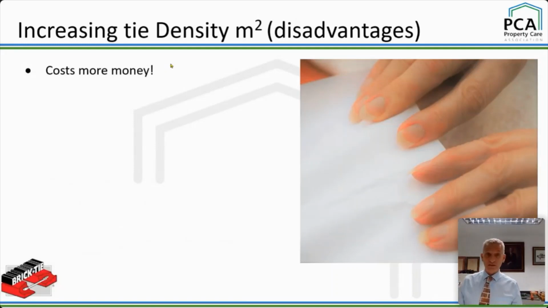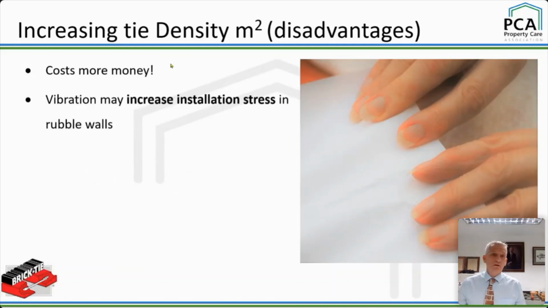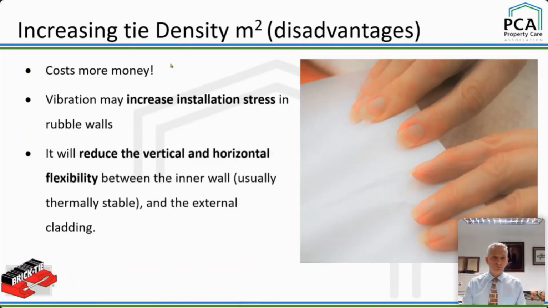The trouble is, if you put more ties in, it costs more money. The vibration itself might be a problem. If you're going to drill a load of holes in a wall that's already a little bit unsound, you've got to think about that. You might have to use diamond core drilling, which we do often. Also, if you put loads of ties in, especially in a more modern building, you're going to reduce the vertical and horizontal flexibility, which is key.